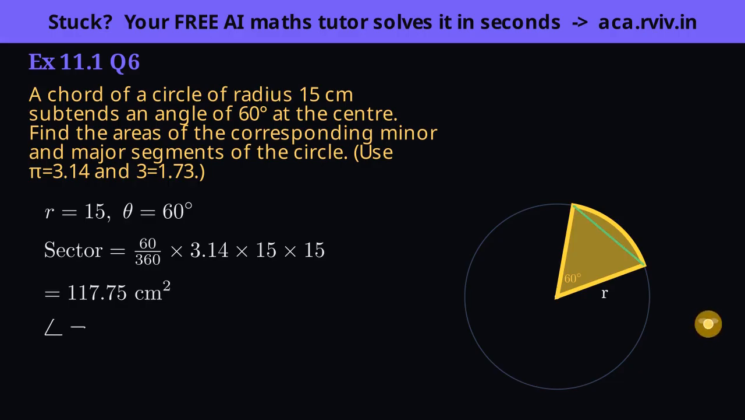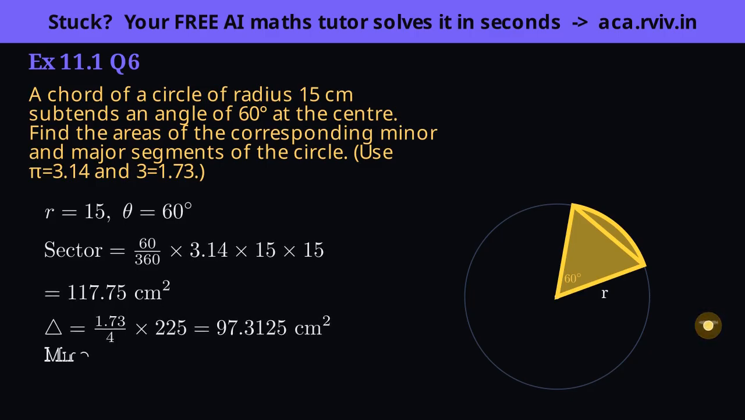Now the triangle. As we learned, a 60-degree central angle makes it equilateral, so its area is √3 over 4 times the side squared, the side being the radius 15. The question hands us √3 as 1.73, so we substitute that.